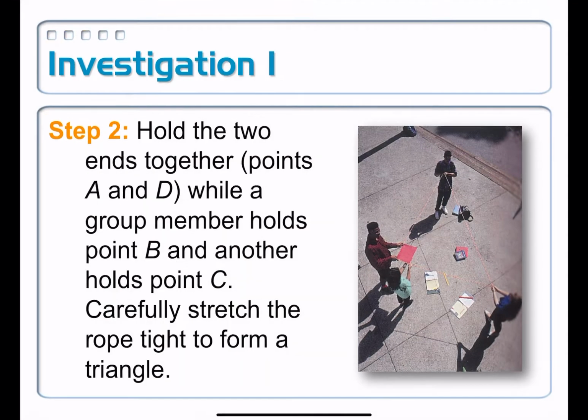And then what you're going to do is you're going to hold together the two endpoints, A and D, and stretch out the other ones. It says group members. You're probably doing this at home, right? So you're just going to have to do the best that you can with the 2 or 3 or 4 hands that you have. You want to carefully stretch out your rope to see if it forms a right triangle.